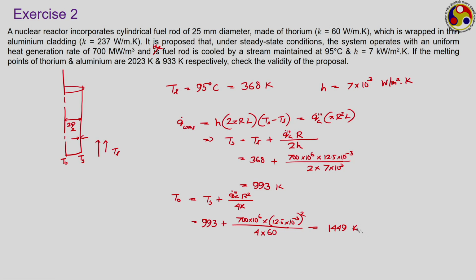Kelvin. So, the temperatures we have identified: this is the maximum temperature the system has, and this is the temperature at the surface of that aluminum cladding. You have to judge whether this proposal is valid or not, and that depends upon the melting point. The melting point of thorium is 2023 Kelvin and the maximum system temperature is well below that, so the thorium will remain solid. But the melting point of aluminum is 933 Kelvin and the surface temperature is 993 Kelvin, which is going to be the aluminum temperature. So, aluminum is going to melt if we run this system. This cladding will not be able to stay and hence this proposal is not valid.